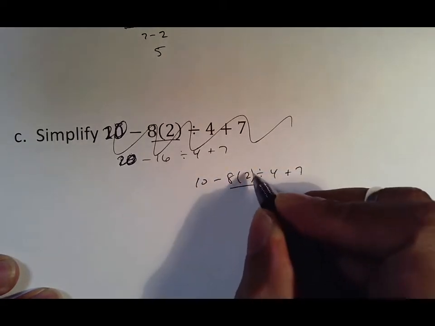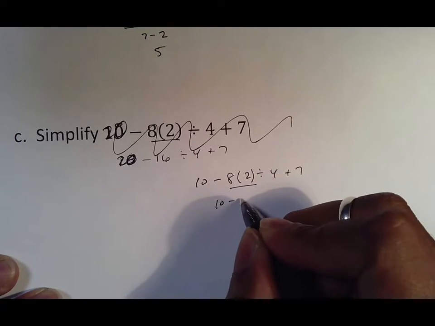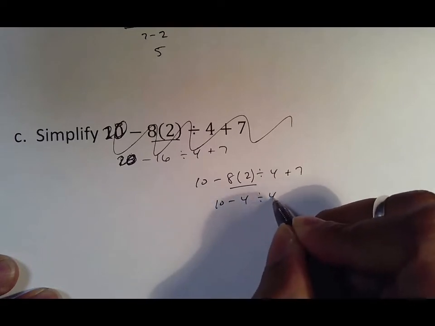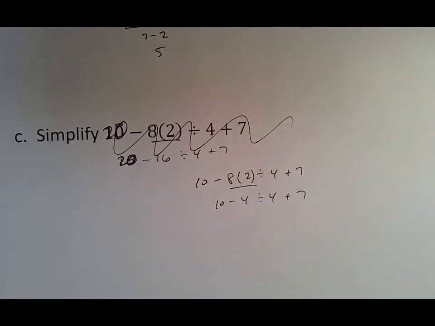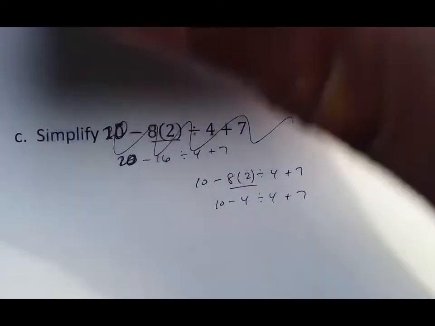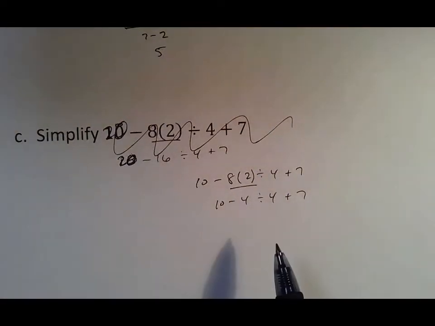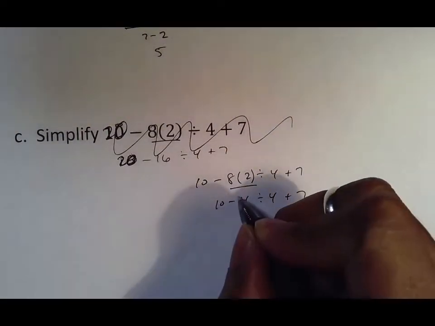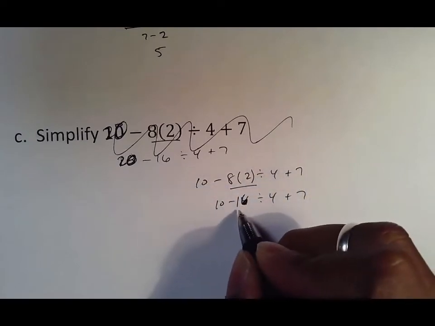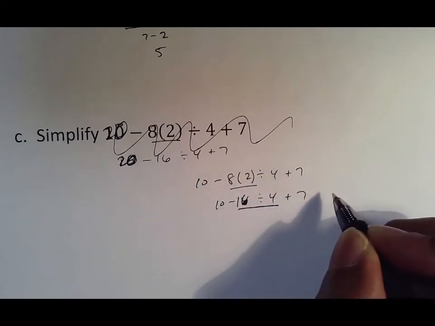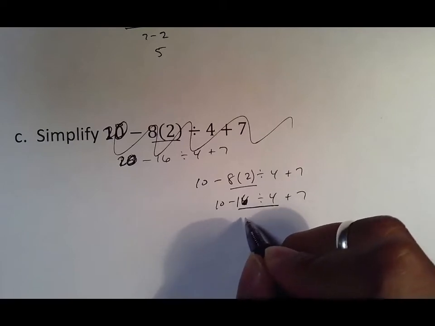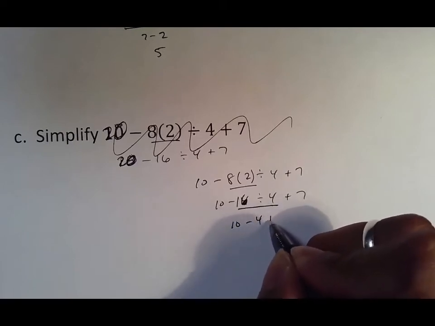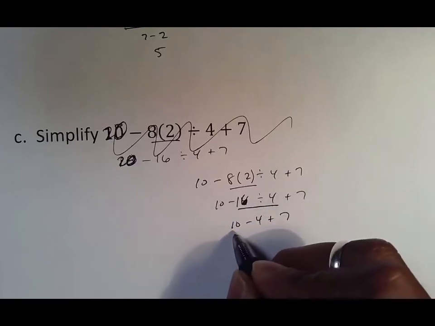We did the 8 times 2 first because it was there first. That was 4. Then we copy the divided by 4 plus 7. I got caught up because I forgot my own rule, which is you deal with all the VIPs first. I'm sorry, that should be 16. And then we do 16 divided by 4, which is 4. So 10 minus 4 plus 7. Now we have just numbers left over.